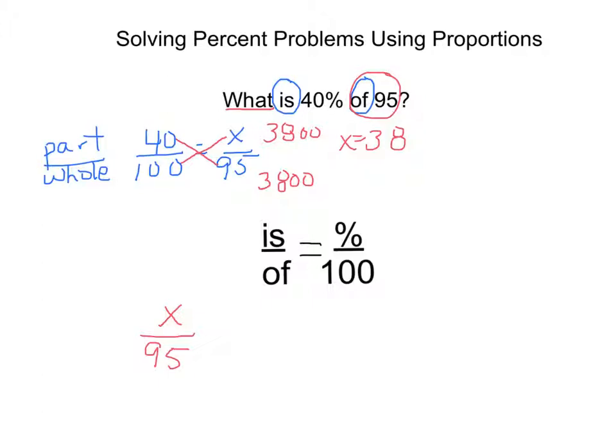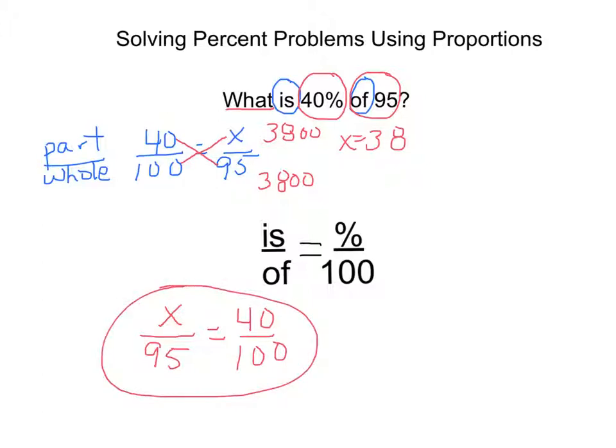Whatever I have attached to the percent sign is always going to be over 100. So I have 40 over 100. Notice that these two proportions, I should say, are exactly the same. I've just switched the two sides of them. So it was very easy to set this up using is over of equals percent over 100.